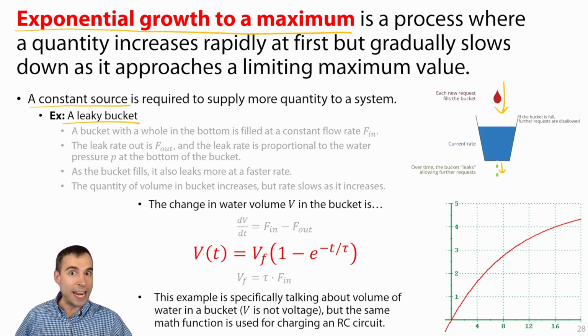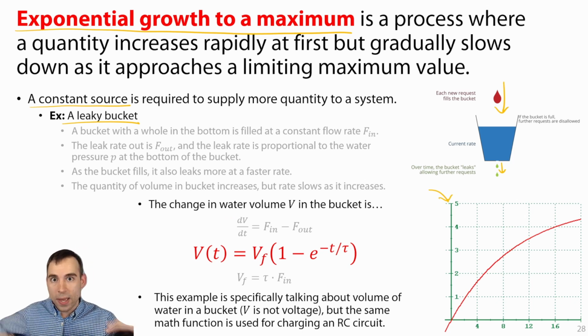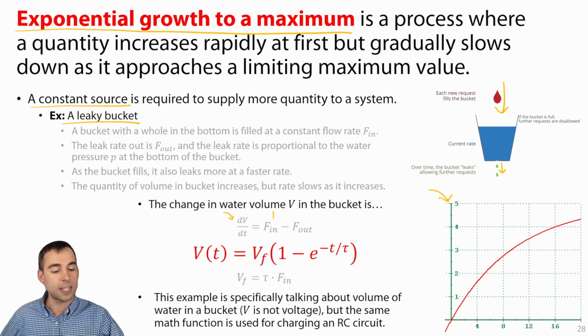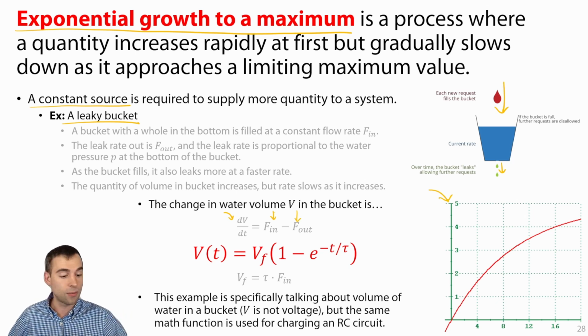Because the flow rate out will increase as more and more water's in there, because the pressure is greater at the bottom of the bucket, the more water there is in there, that means we will have growth to a maximum. And that growth to a maximum sort of has a shape like what you see down here in the bottom right. And we would see that if we thought about the water volume as our Q, our quantity that we're tracking, we could say something about the rate at which the volume changes as being a balancing between the inflow rate and the outflow rate, the positive growth factor and the negative growth factor.